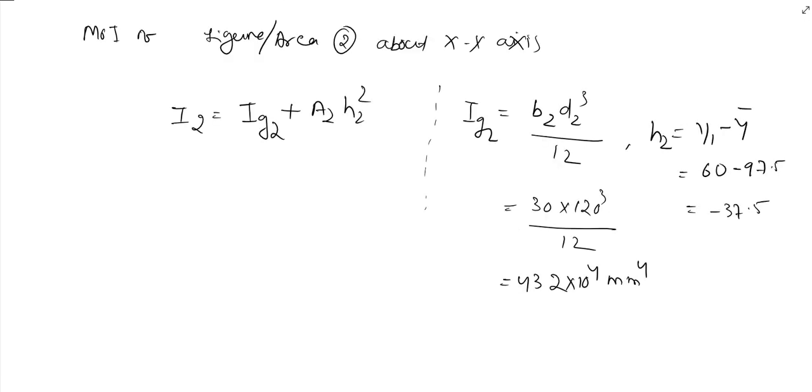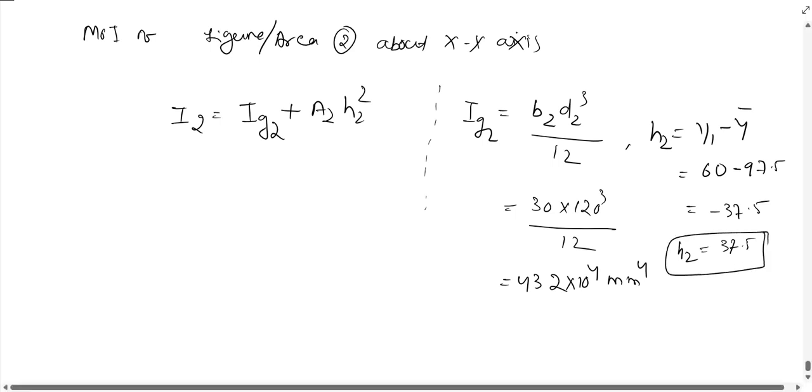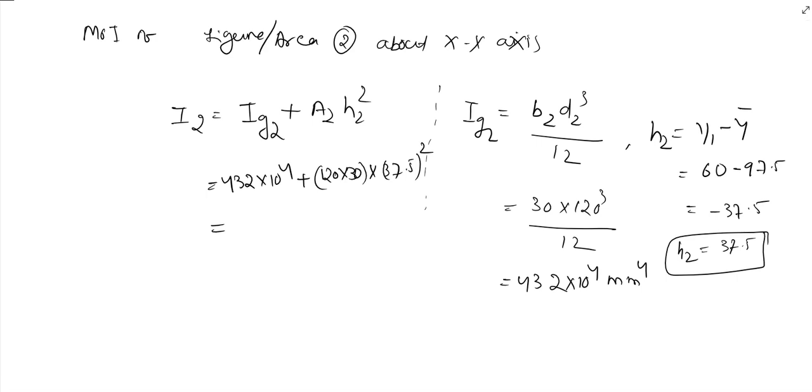So this is the distance. Distance can never be negative, so h2 can be taken as mod 37.5. So h2 is 37.5. Let's calculate I2 equal to Ig2, 432 into 10 to the power 4, plus A2, which is 120 into 30 into 37.5 square, which we can calculate with the help of a calculator, and it is equal to 9382500 mm^4, which is I2.